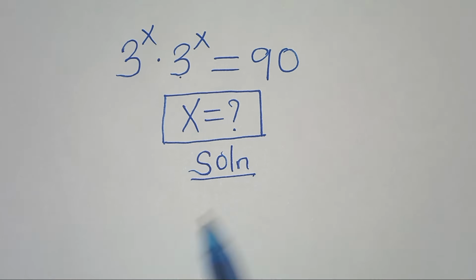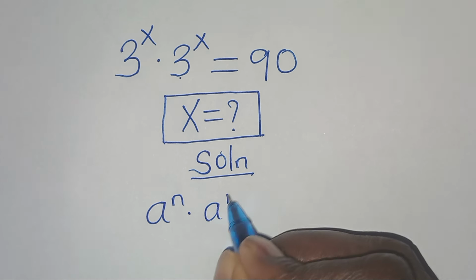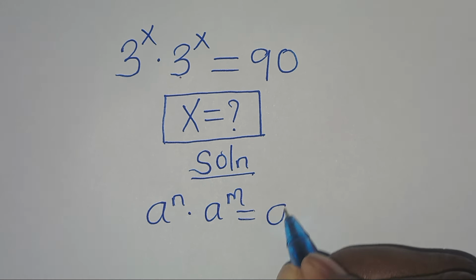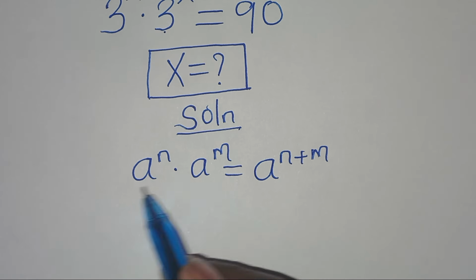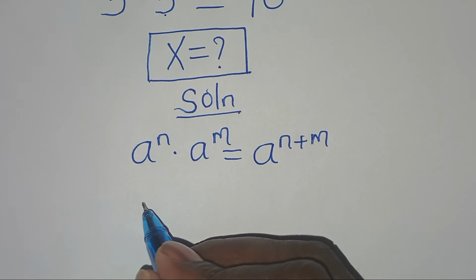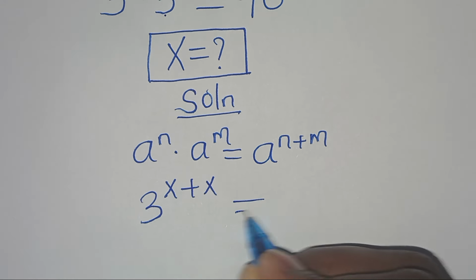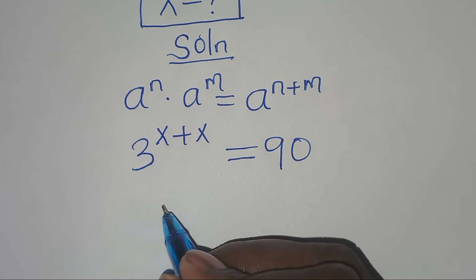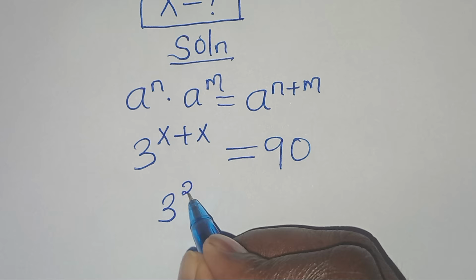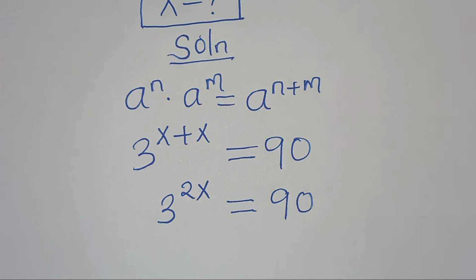This exponential equation is in the form of a to the power of n times a to the power of m, which we can express as a to the power of n plus m. Applying this exponent property, then we have 3 to the power of x plus x. This is equal to 90. So we have 3 to the power of x plus x. This is 2x. Then this is equal to 90.